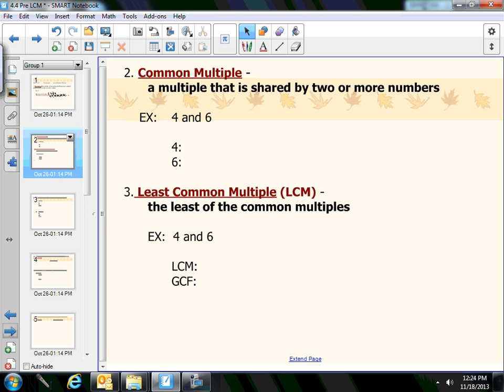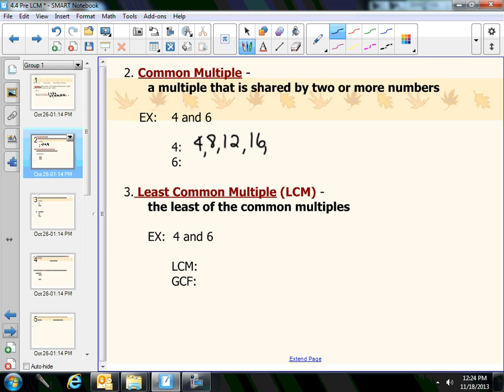We're going to learn how to find a common multiple. A common multiple is a multiple that is shared by 2 or more numbers. So, for example, I'm going to list the multiples of 4, and then when I feel like I've gotten to a point where I have found a common multiple, I'll stop.